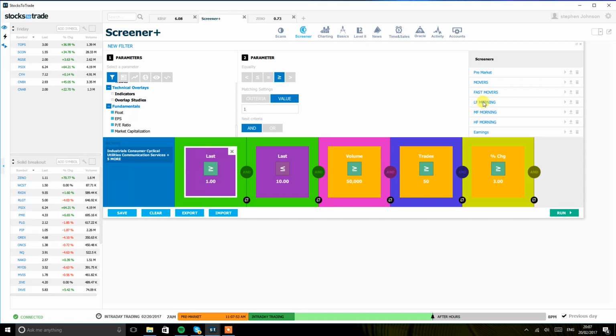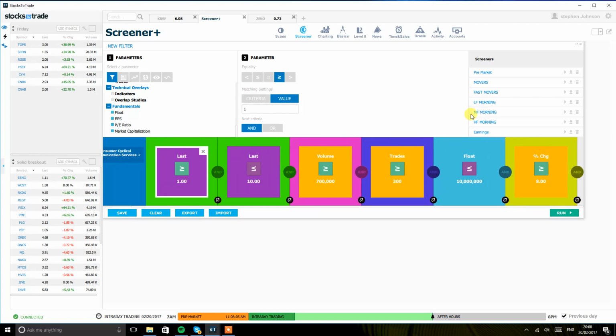The other basic scan that I use is, again, what I've just taken you through step by step, $1 to $10, roughly 600,000, 700,000 shares. But what I like to do is split the shares up by float. So low float is less than 10 million, medium float, more than 10 and less than 50 million, and high float, more than 50 million, less than a billion, or 900 million.